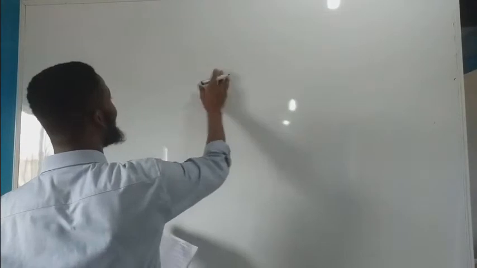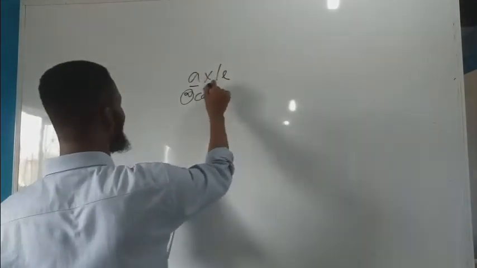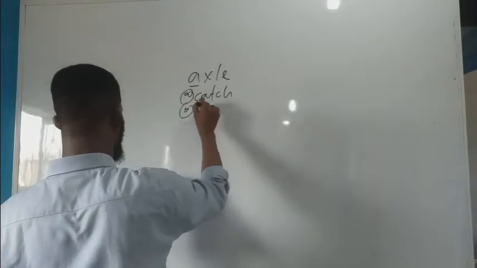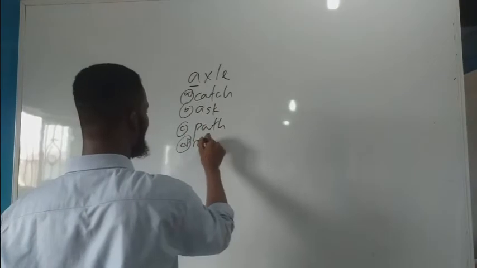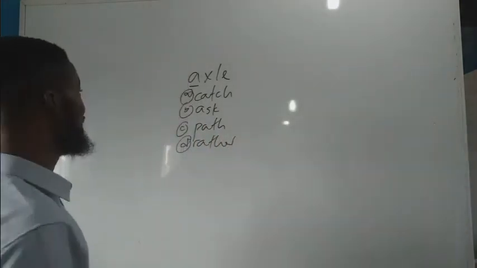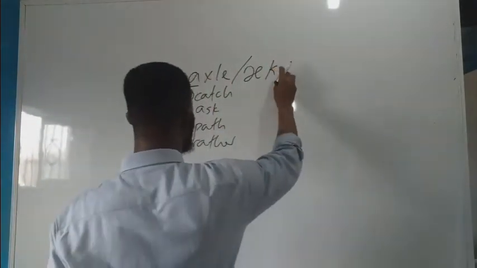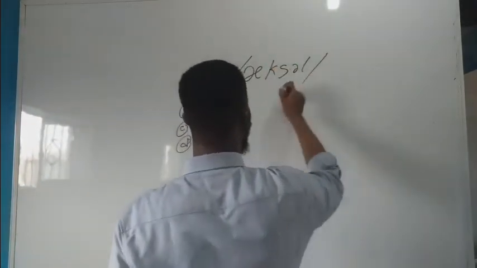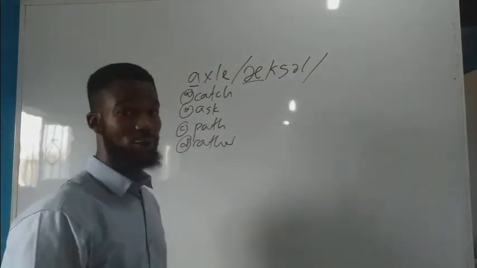Can I start? Question number 1, we have AXLE. Option A, we have CATCH. Option B, ASK. PATH, and D is RATHER. This looks very familiar. I spoke about it already. Look at this AX. AX will give you short. Axle. This is short because it comes with X. If it were with S, it will be long.